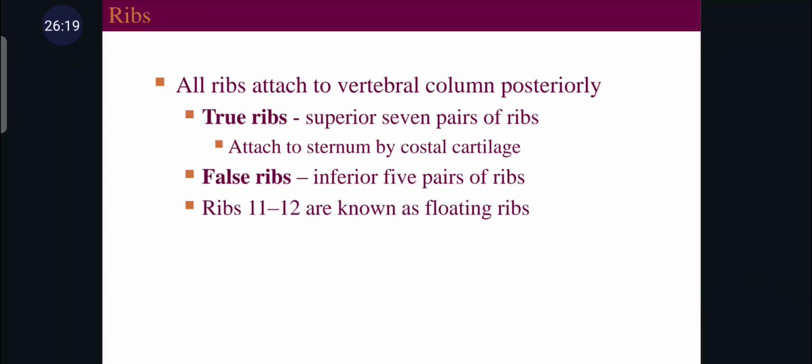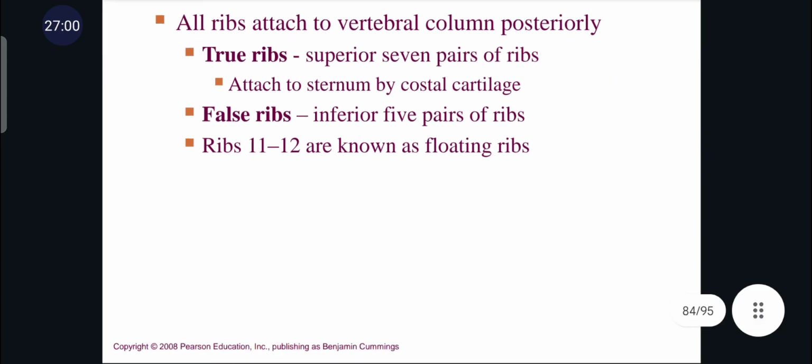Ribs. All the ribs attach to the vertebral column posteriorly, and anteriorly they attach to the sternum with the costal cartilage. True ribs are 7 pairs of ribs which attach to the sternum directly through costal cartilages. False ribs are the inferior 5 pairs of ribs which are not directly attached to the sternum. They are attached to one another and then attach to the sternum. Ribs 11 and 12 are known as floating ribs because they are attached only posteriorly to the vertebral column and are floating at the anterior region.